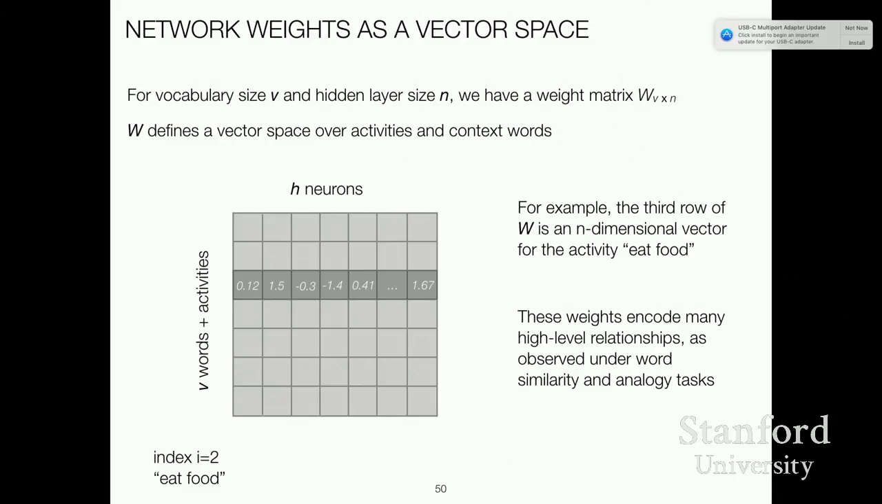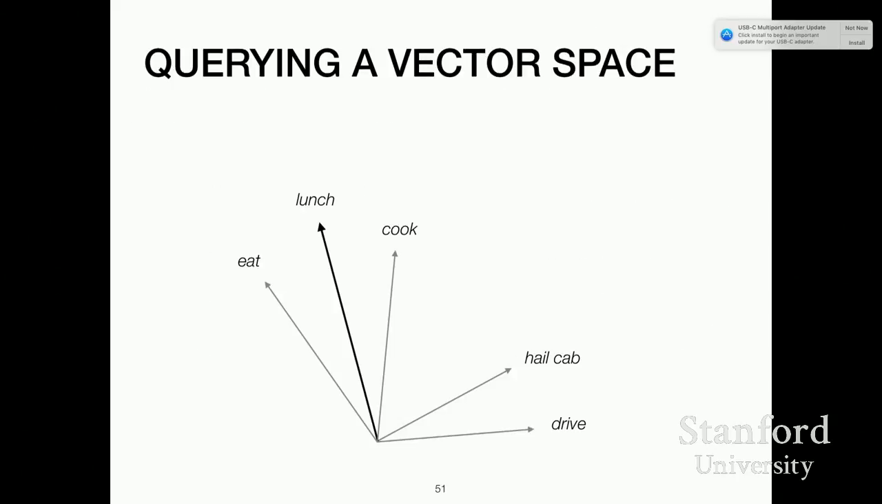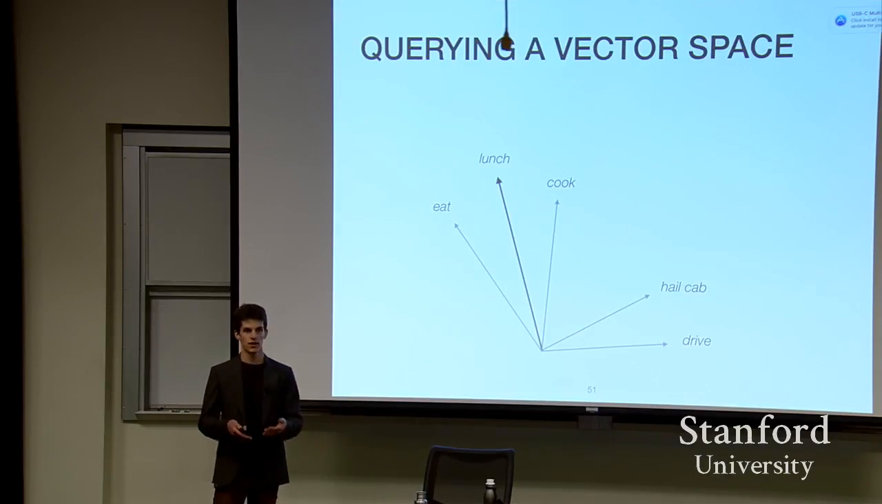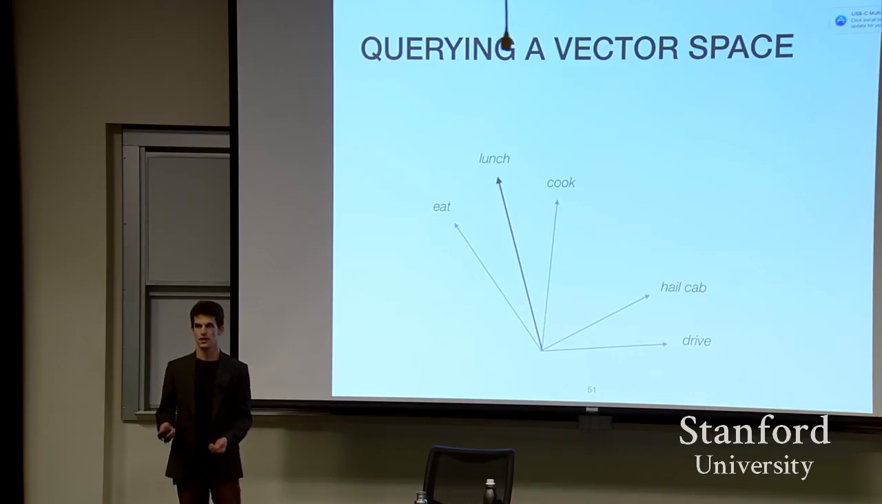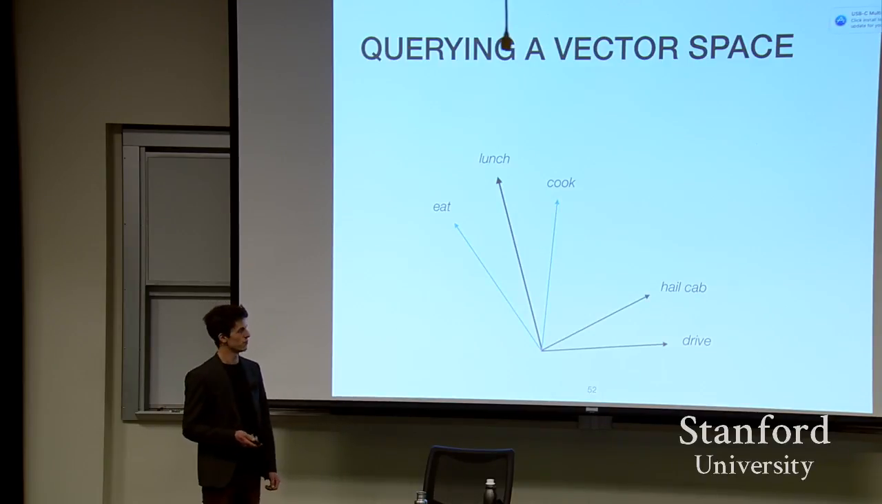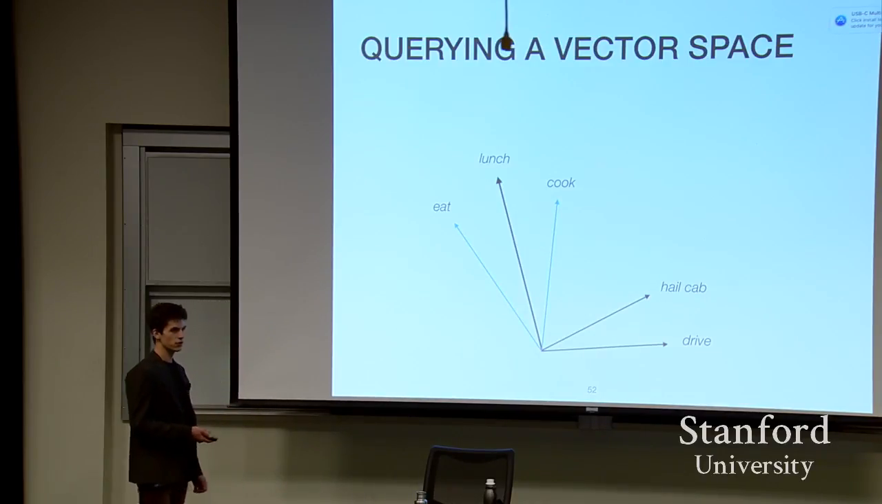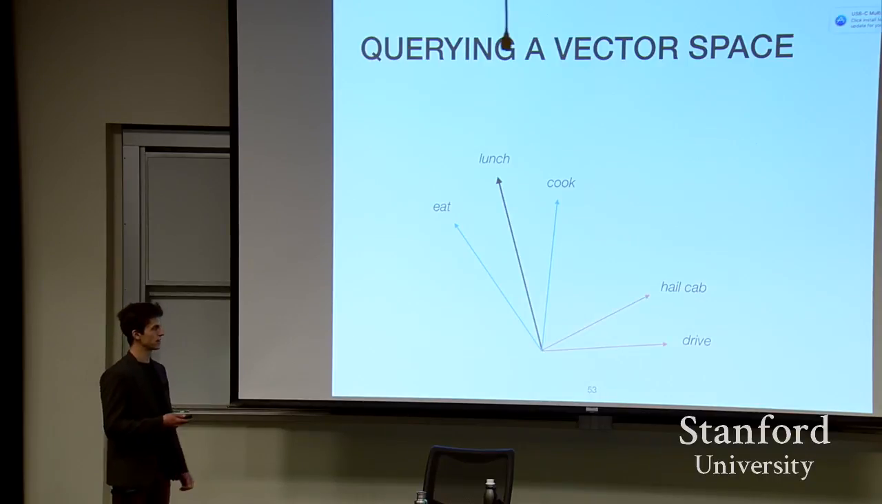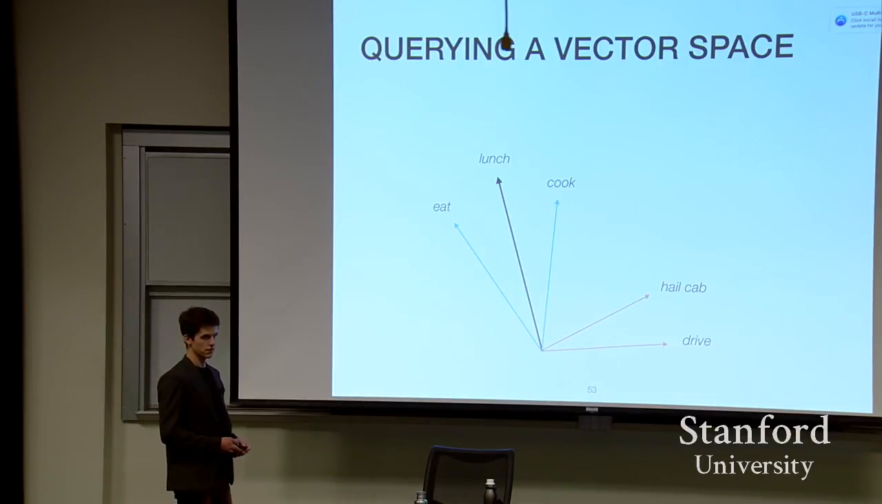A vector space is useful here because it provides a natural sense of similarity or relationship between different things in the space. So for example, if I inject a piece of context like lunch, I can just look in that space and see what kinds of activities are closer and what activities are further away. Activities like eating and cooking might be closer in the space, whereas activities like hailing a cab or driving are further away.